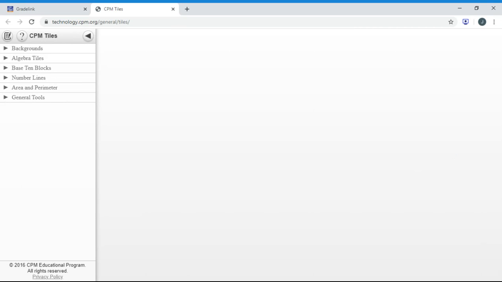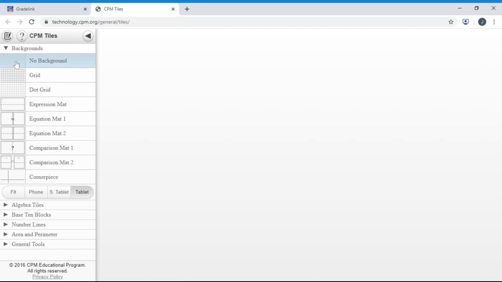Hello. So today I'm going to do a little tutorial on how to use Algebra Tiles. Here you can see that I'm using CPM, which is a great resource. You have access to a lot of different tools here, if you wanted to make something using a grid, dot grid, expression mat, equation mats 1 and 2, comparison mats, or a corner piece. Now, this tutorial is specifically about how to use algebra tiles online.